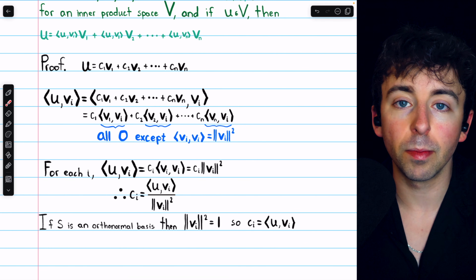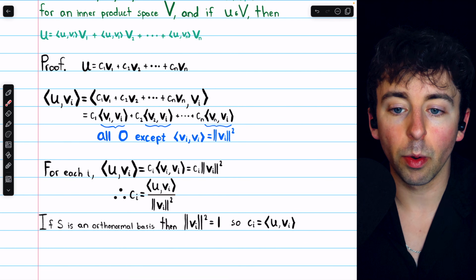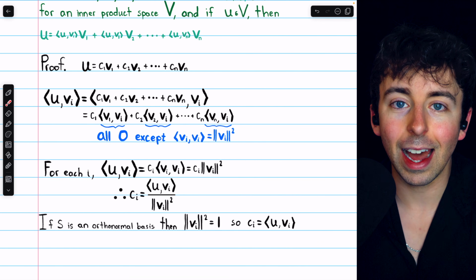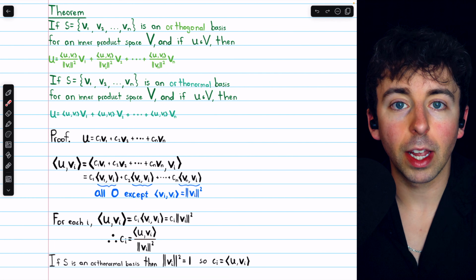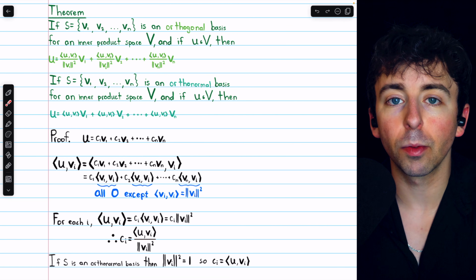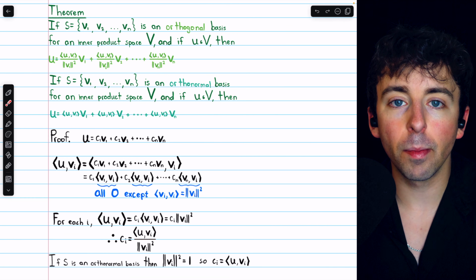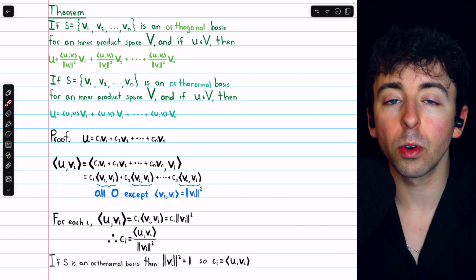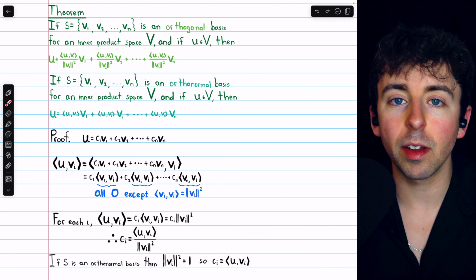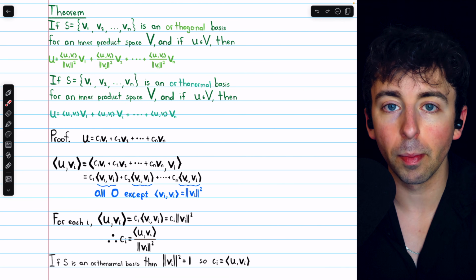So the denominators can be ignored, and we have that each coefficient Ci is the inner product of U with Vi. So there's one more look at the theorem and the proof. This tells us how we can write an arbitrary vector from an inner product space as a linear combination of orthogonal or orthonormal basis vectors. Hence, we can use this theorem to write the coordinate vector relative to an orthonormal basis.